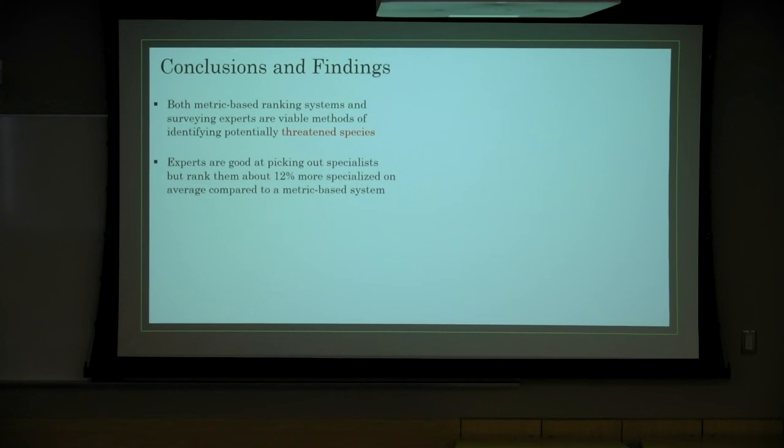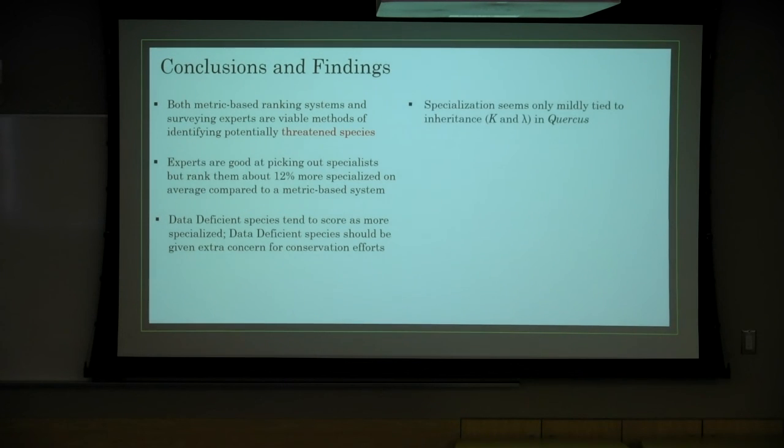Again, we also found that experts are good at picking out these specialized species, but they are a little biased. We didn't really have any good way to test what that might be other than looking at correlations between our metrics, but something is influencing them to significantly rank species as more specialized than metrics might suggest. We also found that data deficient species tended to be more specialized and therefore probably more at risk. So we would recommend that in any similar system you give the data deficient species extra attention, so to speak, towards conservation.